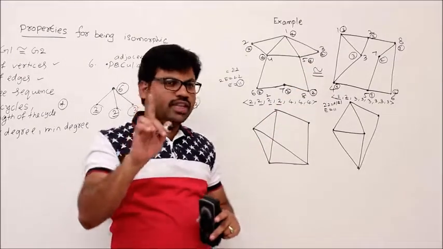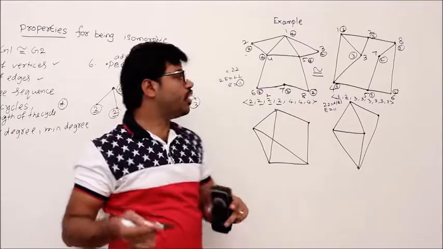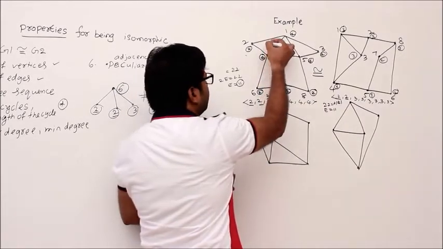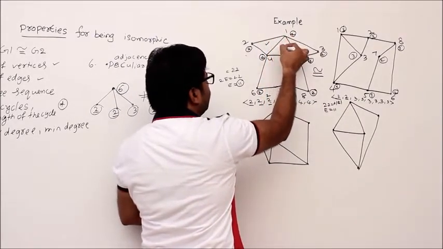I will tell you one more reason why these two graphs are not isomorphic. See the triangles. There is one triangle here, 2, 3.